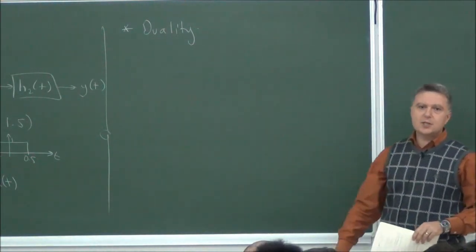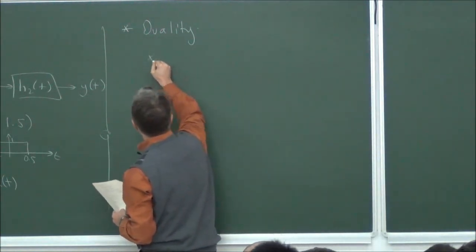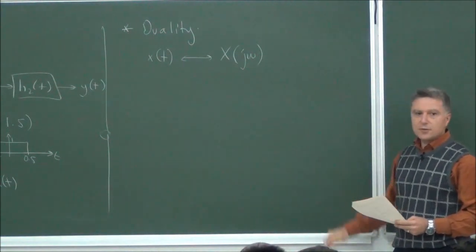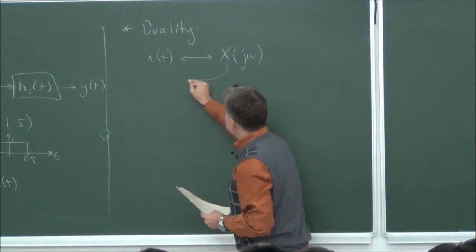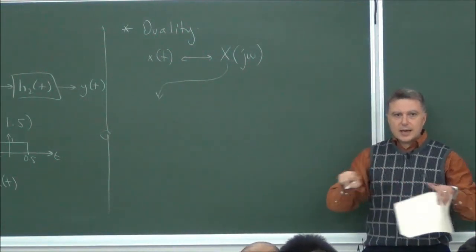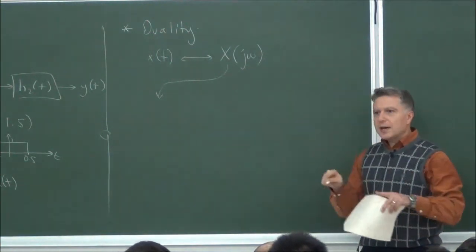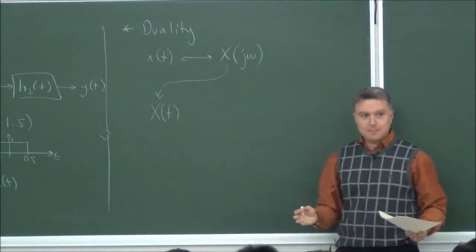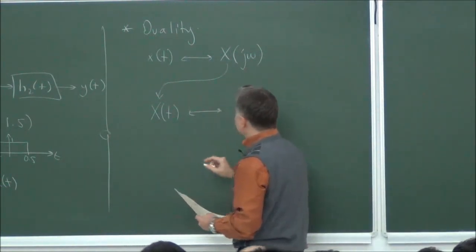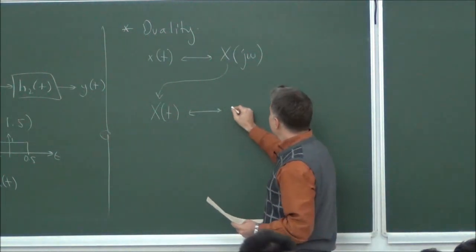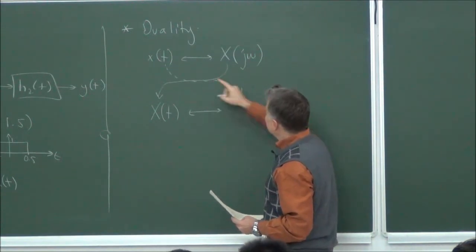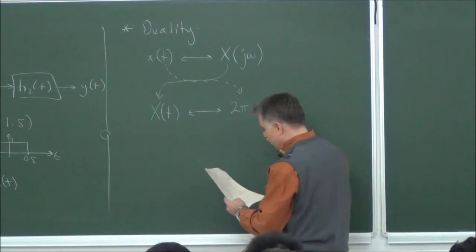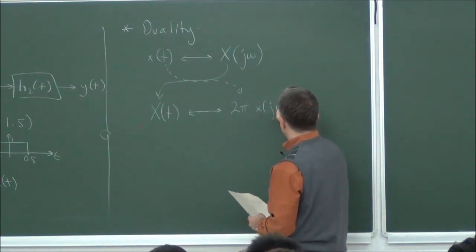Now that has a formal relation. That is called the duality. It is as follows. If x of t has a Fourier transform of capital X of j omega, then just take this capital X signal, which was originally on the axis of omega, but replace the omega axis by t. So interpret that signal as a time signal. Let me write it like this, capital X of t. Then the Fourier transform corresponding to this new time signal is, in terms of the original time signal, lowercase x, but within a scale, of course, that is 2 pi, lowercase x of j omega.